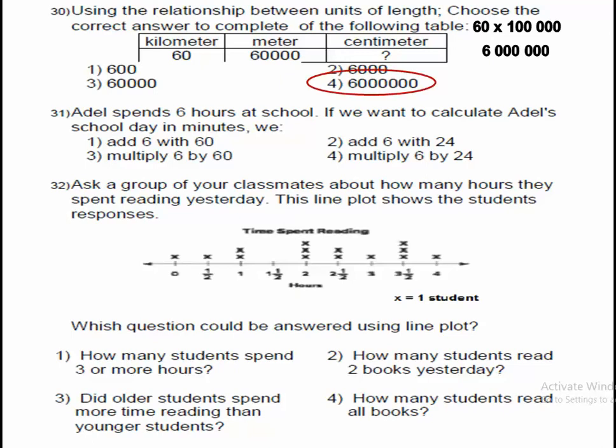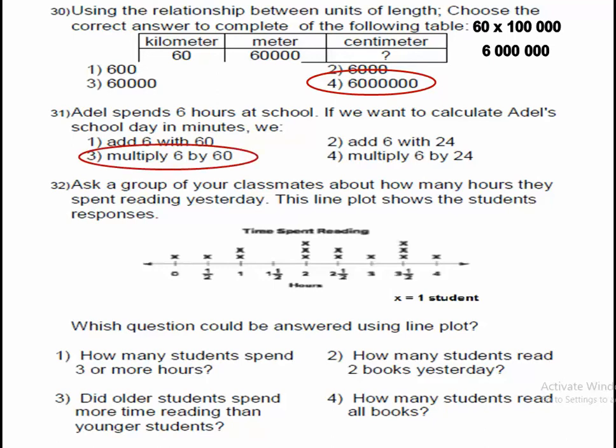Adil spent 6 hours at school. If we want to calculate Adil's school day in minutes, we must multiply 6 by 60. To convert from hours to minutes, we must multiply by 60.